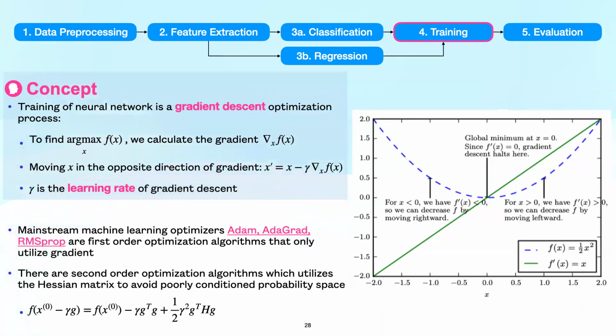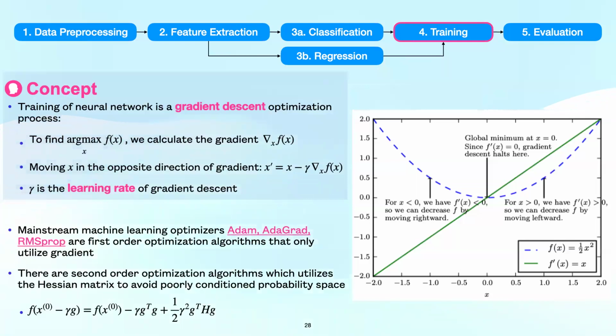So training of a neural network is what we call the gradient descent optimization process. Basically the idea is, if you want to find the value of x that minimizes the function f(x), we can do this by calculating the gradient of the function f(x), and then moving x in the opposite direction of the gradient. So x prime, the next step of my x, is equal to x minus gamma times the gradient of the function f(x). And gamma is what we call the learning rate of a gradient descent algorithm.